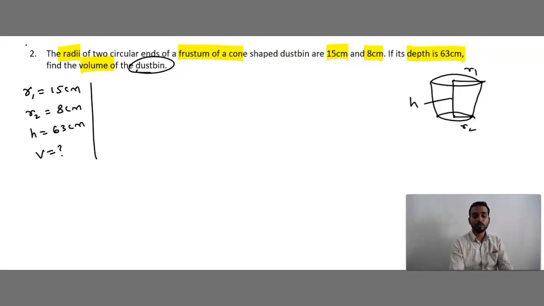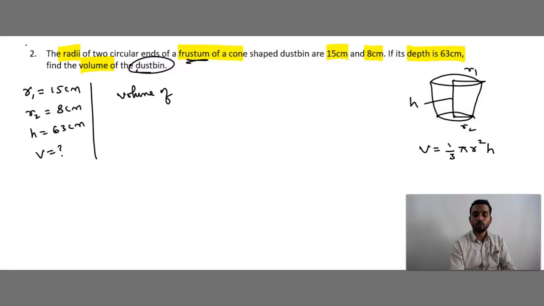Now he is asking us to find the volume of the dustbin. What is the shape of the dustbin? It is a frustum. I don't know the formula of frustum, so what we can do is very simple. Do you know the formula of cone? Volume of cone? Yes, we know. So what is the formula to find the volume of cone? That is 1 by 3 pi r square h. Correct? So the same thing we should write here.